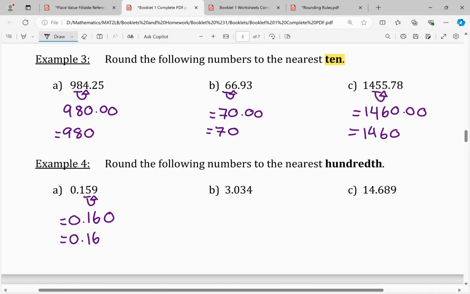Example B, we're also rounding to the hundredth here. And just like the first question, the hundredth is going to be the second number after the decimal, the 3. The 3 looks for help. It looks to the 4, the number to the right. It asks, do I round up or do I round down? Since the 4 is less than 5, it tells us to round down. So this is 3.03. Everything after becomes a 0. You can choose to drop that.